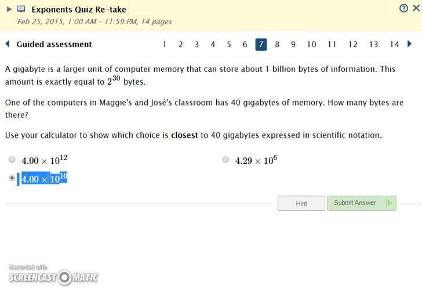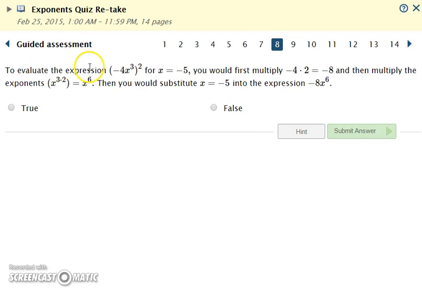All right, it says to evaluate the expression negative 4 times x to the third squared for x equals negative 5, you would first multiply negative 4 times 2. This is something that's a little bit tricky. The negative 4 here is a coefficient. That is, it's just a regular number. So if I read this and I skipped the x to the third, I would say negative 4 squared. Now, negative 4 squared is not 4 times 2, it's 4 times 4, so this is false.